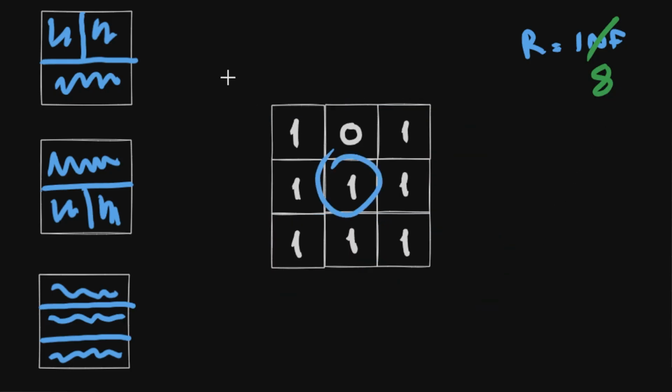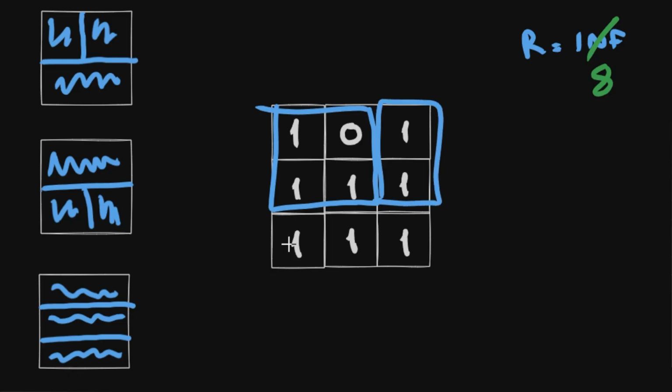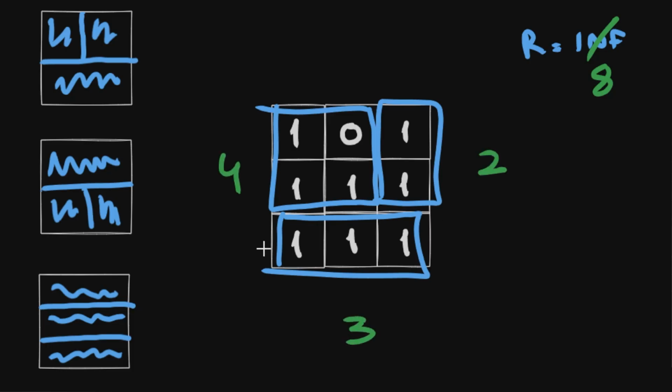Now we're here, and we do the same. We're trying this distribution. So this is one rectangle, this is another one, and this is another one. The results for every subproblem are 4, 2, and 3. And the sum of these values is 9, which is greater than 8, so we continue.